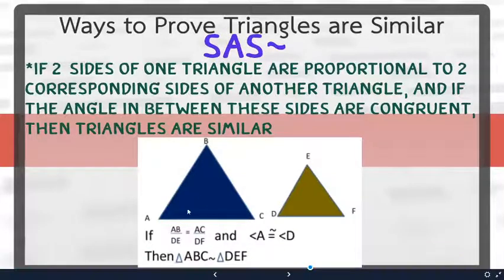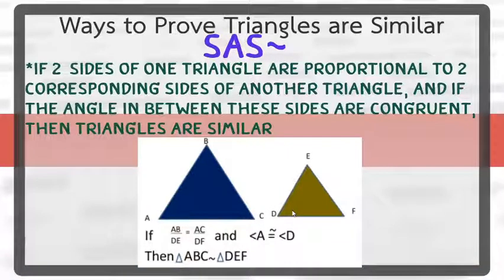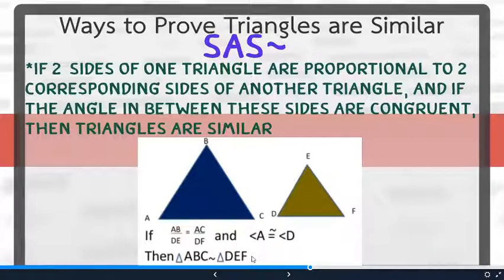So like down here, I compared side AB to DE and side AC to DF. And I showed that they were proportionate, and I showed that the angle in between those two sides, angle A and D, were congruent. So if you can show that, that is a shortcut for showing your triangles are similar. Cool beans, right? I know.